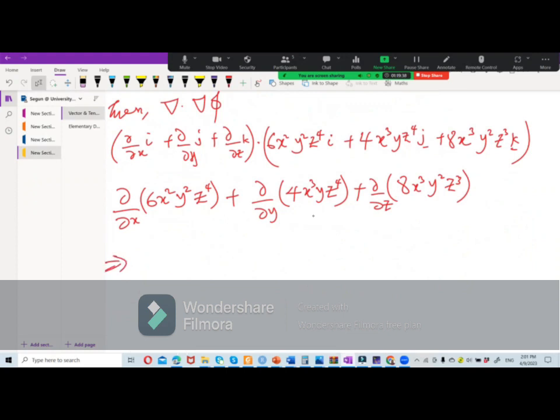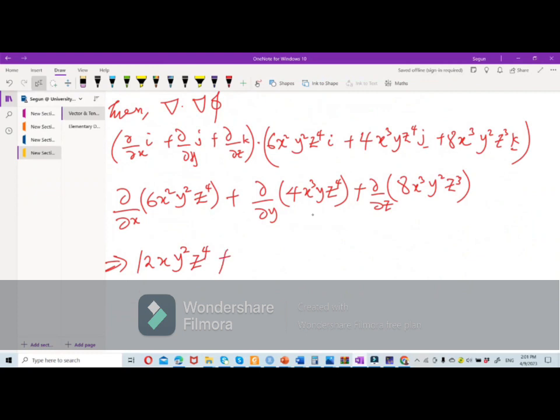The first thing we have is what? With respect to x, 12x y squared z4, plus 4x cubed z4, plus 3 times 8, please, 24. So that is what we have.